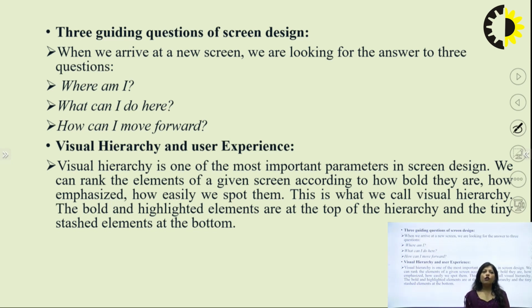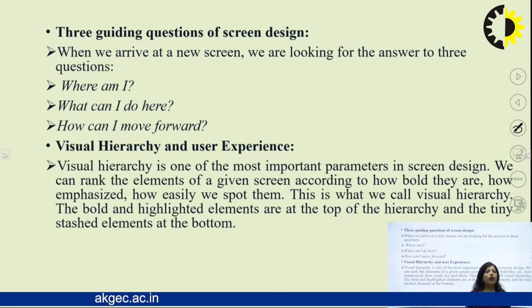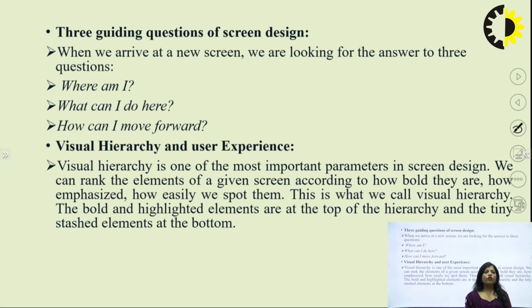Next is visual hierarchy and user experience. In visual hierarchy, we must take care of the user's eye, meaning the screen design should be visually pleasing to the user. Visual hierarchy is one of the most important parameters in screen design. We can rank the elements of a given screen according to how they look and how they are emphasized. So in visual hierarchy, we rank the elements. The element which is frequently used, we can give rank number 1, and the next is which can be easily spotted, meaning easily found, we can give rank number 2. So on the basis of frequency, how easily they are found on the screen, and how the elements are emphasized, we can rank the elements with the help of visual hierarchy.